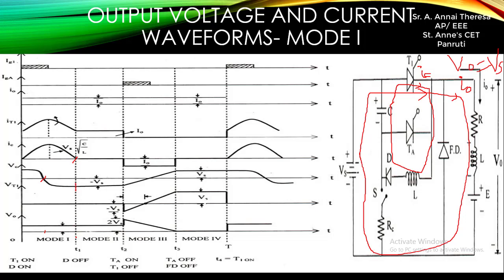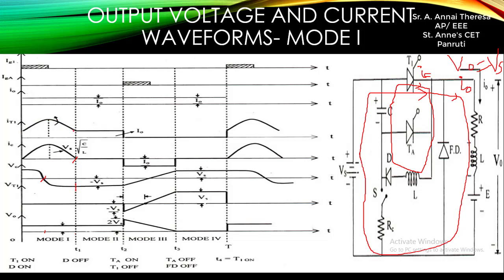The capacitor voltage is held constant at minus Vs by this diode. So at the end of this mode 1 at T1, what are the conditions? The capacitor charging current is 0, and the main thyristor is on. Since it is on, there is a current flow through the thyristor.